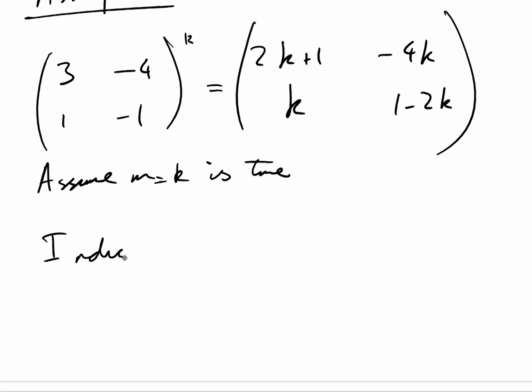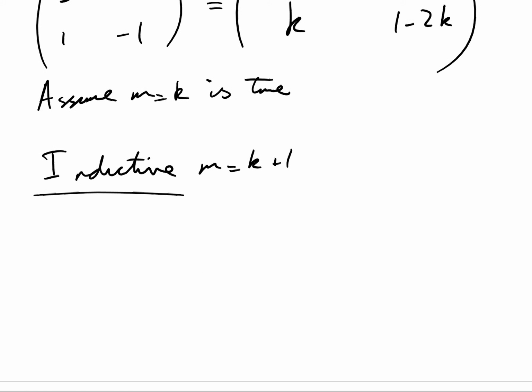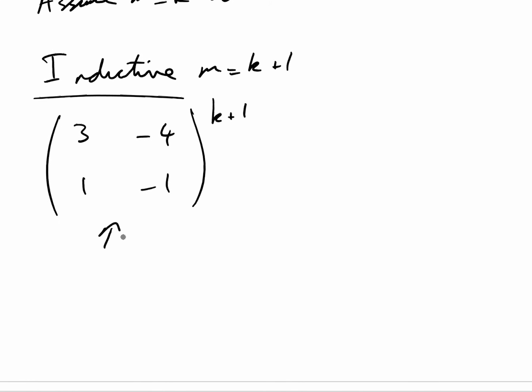So we now try and link m equals k plus 1 back to our m equals k. So we want to come up with an expression for m equals k plus 1. So we've got 3 minus 4, 1 minus 1 to the power of k plus 1. Now look, here we've got a matrix A, and we've raised it to the power of k plus 1.